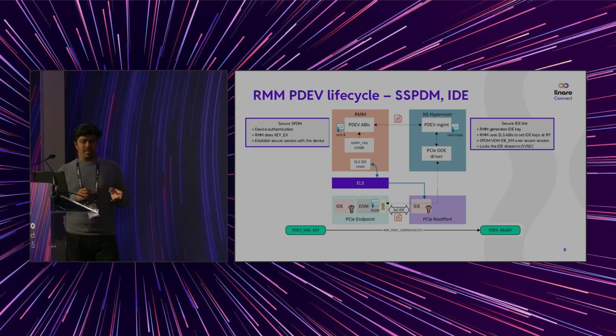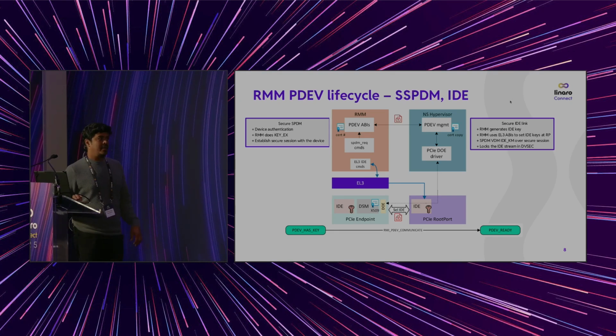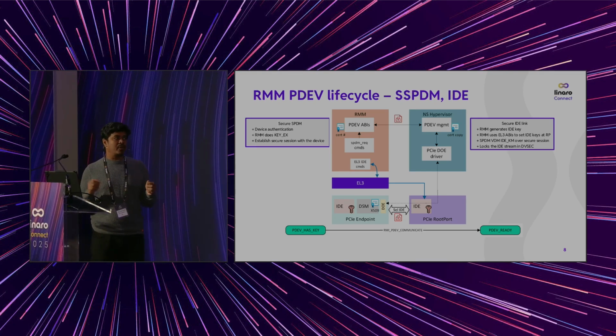Once this phase is complete, the entire link is encrypted from one end to the other. This link encryption can happen over a switch, and the switch is not part of the TCB. We don't have to trust the switch itself. That way, the point-to-point communication can happen in an encrypted way.